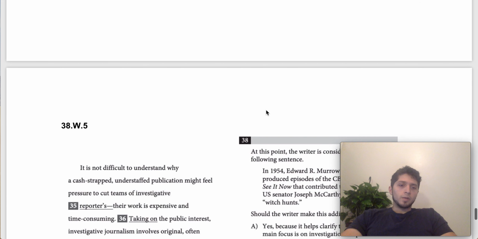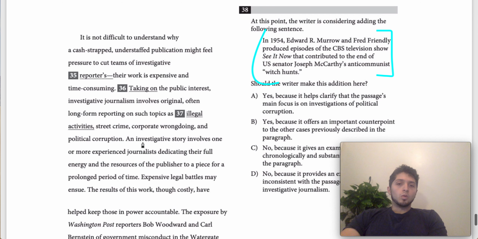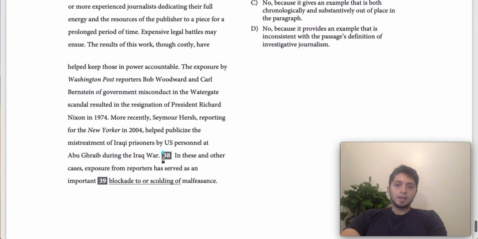So then we have another one here, which is 38W5. This is a pretty hard question. So we want to add this sentence here, which says in 1954, Edward Murrow and Fred Friendly produced episodes of a CBS television show, See It Now, that contributed, blah, blah, blah. So they want to add that right in here.